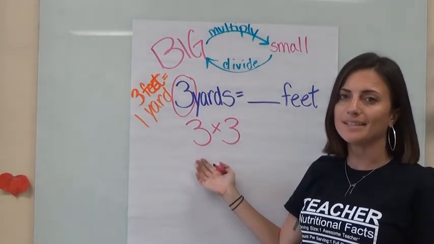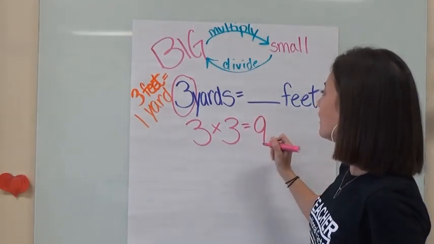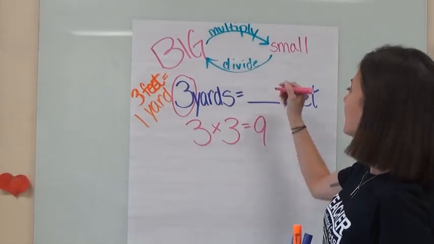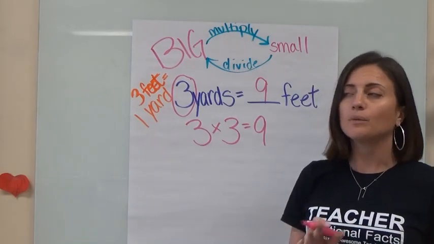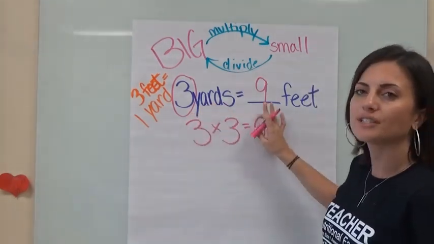Now this one is kind of easy. It's my single digits. 3 times 3, that gives me 9. So if Ollie ran 3 yards in 10 seconds, he ran 9 feet. That's super slow. He would be crawling, but we just converted from yards to feet.